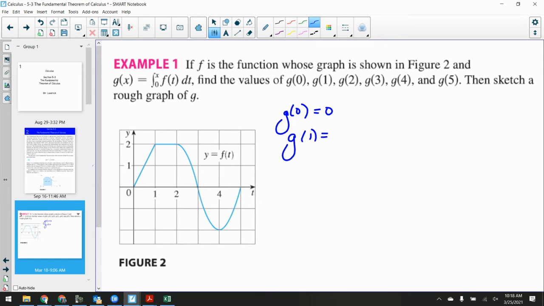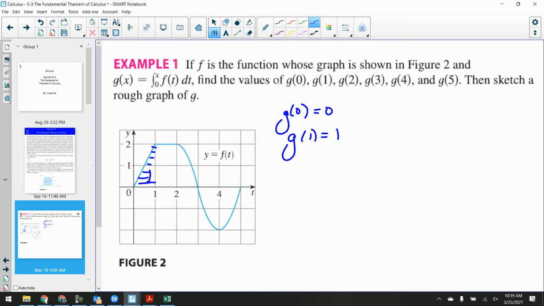Okay, g of 1. So I'm just going to geometrically figure out what the area is here. So g of 1, this is going to be a triangle. I got this area here underneath the curve, that triangle, 1/2 base times height, 1/2 times 1 times 2, so 1. And then I'm going to keep adding on areas.